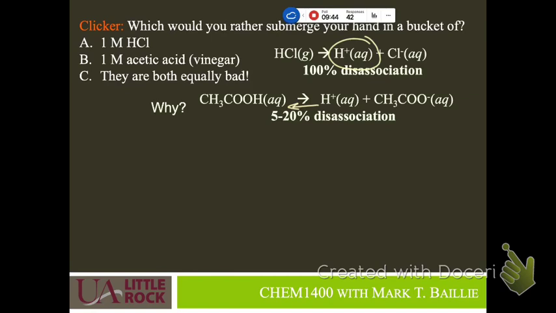H plus is our definition of acid. When there's H plus around, that's what breaks things down. That's what will tear your skin up, that's what helps us digest food. H plus ions are acid. So the more H plus ions there are, the more damaging it is. And so the one that's on top, HCl, is going to be much more damaging because the concentration of H plus ions is much higher.